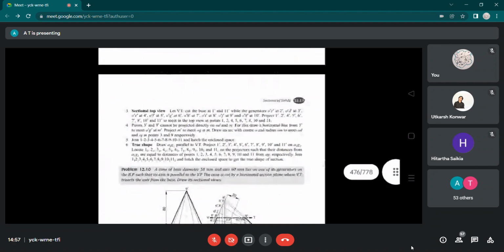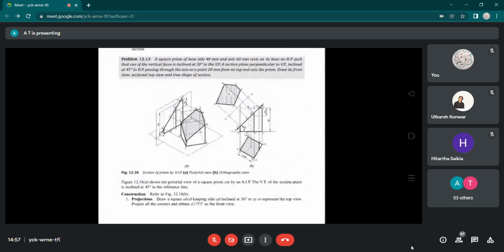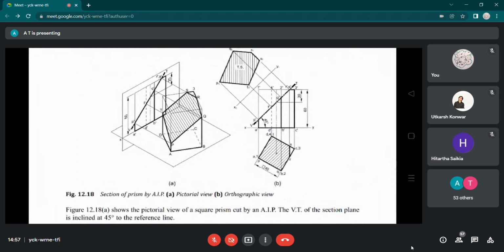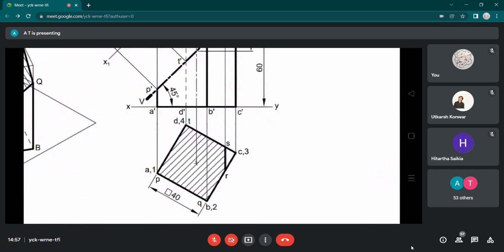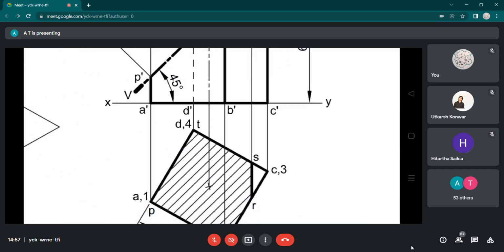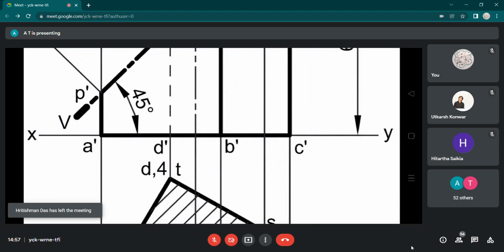You remember this problem? Okay, focus on this problem only. I'll not try to teach too many problems right now because this is important from the exam point of view. So I'm trying to focus. Is it okay? Have you got A dash, D dash, B dash, C dash on XY?